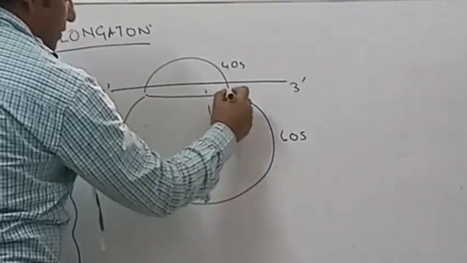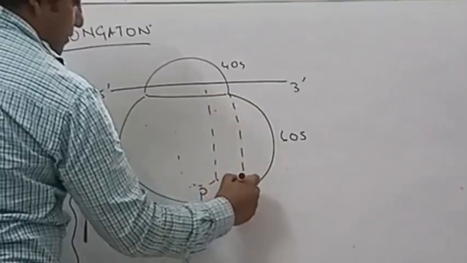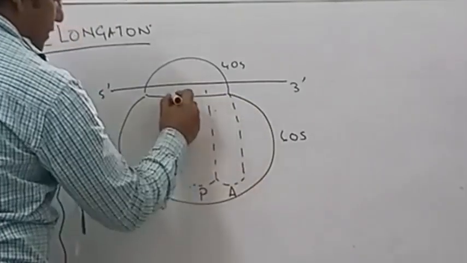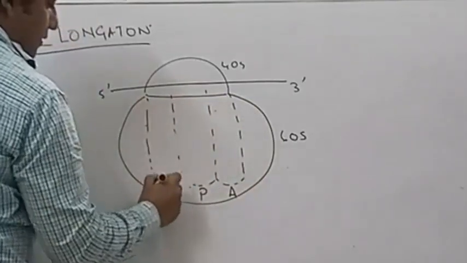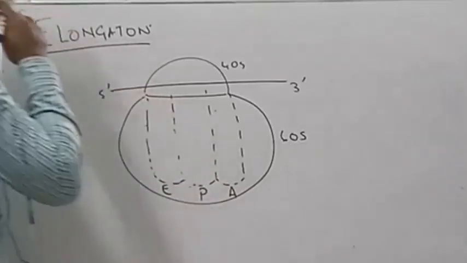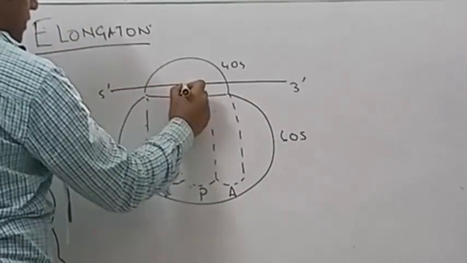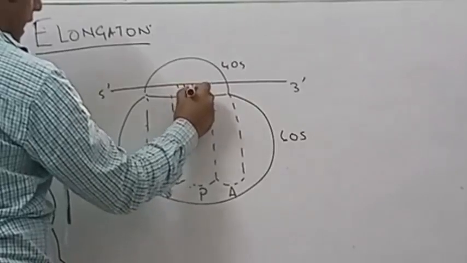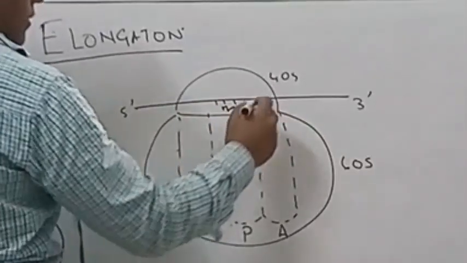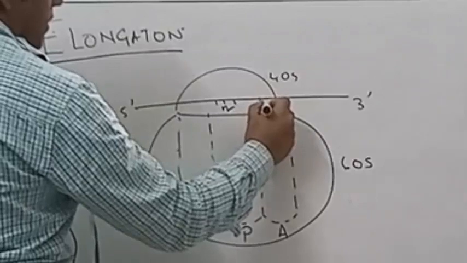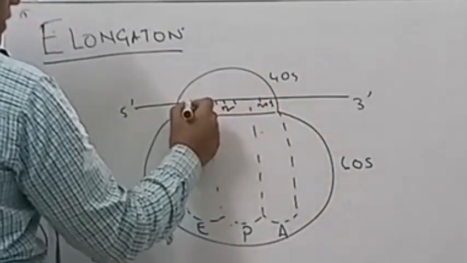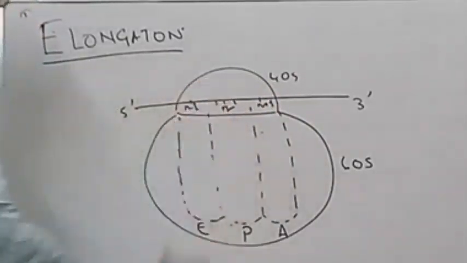This site is the P site, this is the A site, and this is the exit site. If this particular codon is N, then this will be N plus 1 and this will be N minus 1.